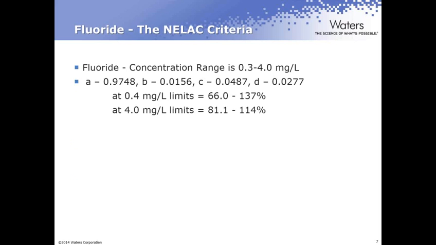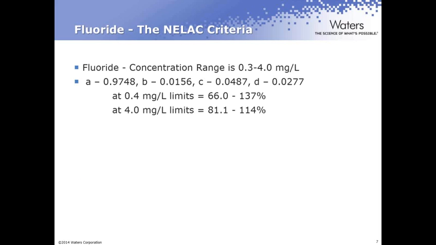So for fluoride, our concentration range is 0.3 to 4 milligrams per liter. What that means is that when you receive a PT sample for fluoride, the amount of fluoride in that sample will be somewhere between 0.3 and 4 milligrams per liter. As I mentioned on the previous slide, the acceptance limits are concentration dependent.